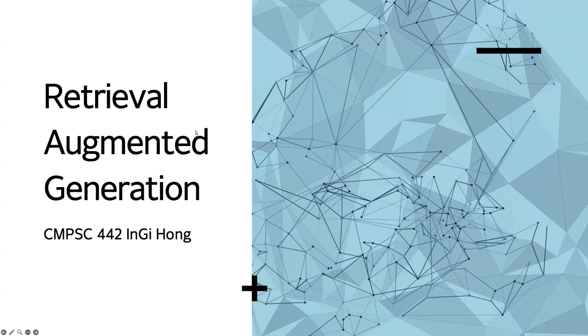Hello. My name is Ingi Hong, and this is my peer teaching assignment for the computer science course, and my topic is retrieval augmented generation.